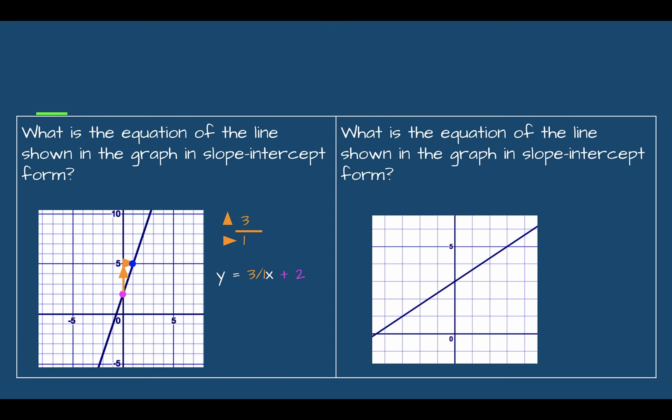In this example, and the one that you just did, we both have fractions over 1. We could just simplify those fractions to make it a whole number. So 3 divided by 1 is 3. In the one you just did, 2 divided by 1 is 2, so we could have said 2x. So here we end up with y equals 3x plus 2.